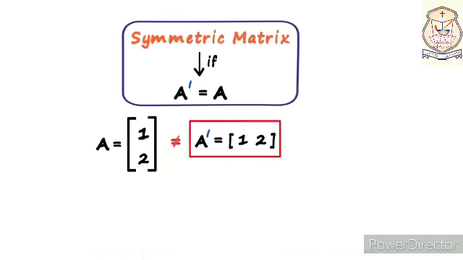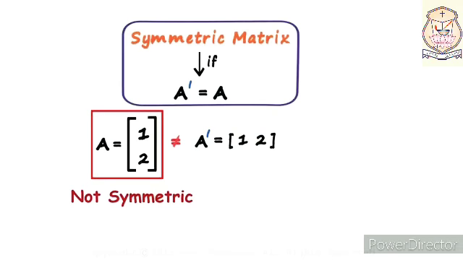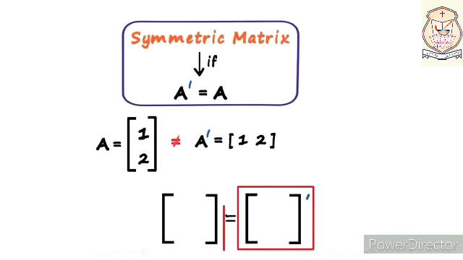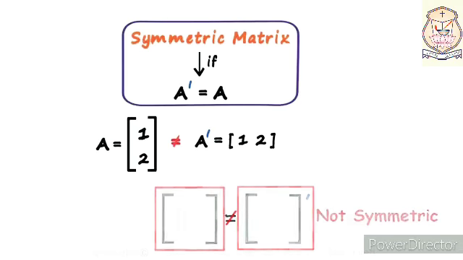Because A transpose is not equal to A, we say that A is not a symmetric matrix. That's how easy it is to find out if a matrix is symmetric or not. We find its transpose and check if it's equal to the original matrix. If not, then the matrix is not symmetric.